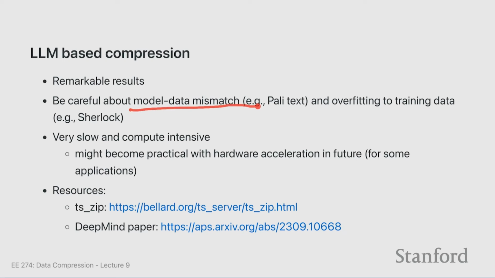We need to be careful about a couple of things we saw. One is that if the model and the data are not aligned, then you get not so good results. And when you're evaluating things, make sure not to use something from the training data. Otherwise, your results might be misleading. Right now, they're very slow and very compute intensive. But the smaller model that we did was reasonably fast on a GPU. So it is possible that for some applications, these might actually be used in the future.